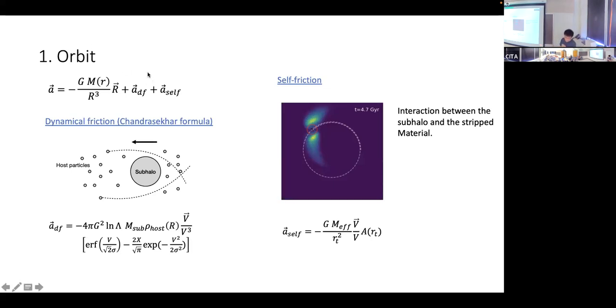And here we also consider another effect called the self friction effect. The self friction effect is not well studied yet. It basically comes from the interactions between the subhalo and the stripped materials. In this plot, the green dots show the particles stripped away from the subhalo. I did not show the bound particles within the subhalo, I only show the stripped material. We see that this stripped material is not bound to the subhalo, but it stays close to the subhalo, roughly at the distance of the tidal radius.